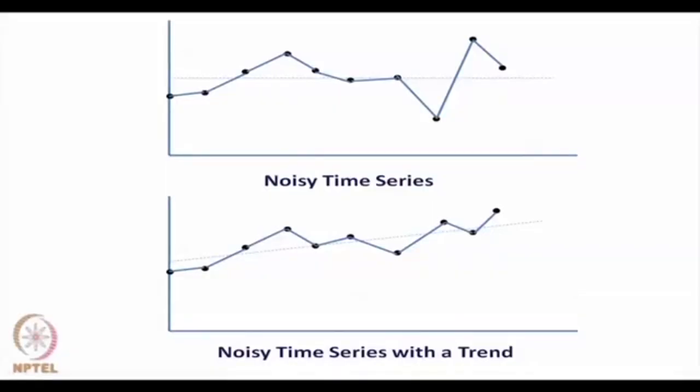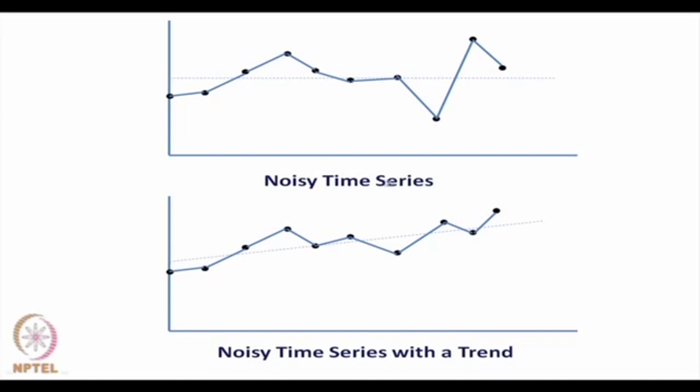Now, I told you that there are four components of a time series. One is the average, the other is the trend, third is seasonality, and fourth is random noise. There is also a fifth component, which is autocorrelation, with the help of which you can understand whether there is a trend or seasonality or what.